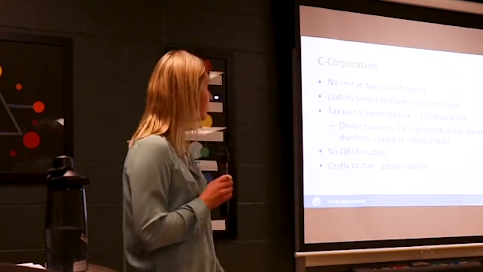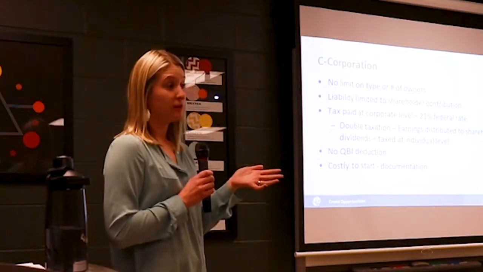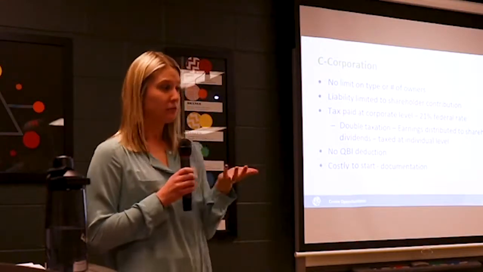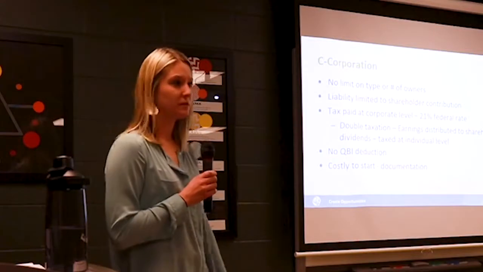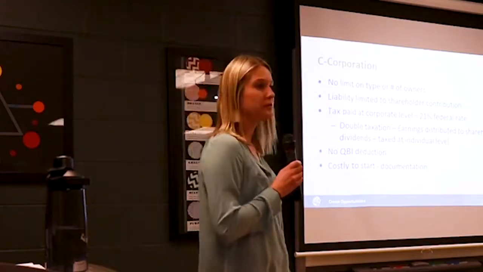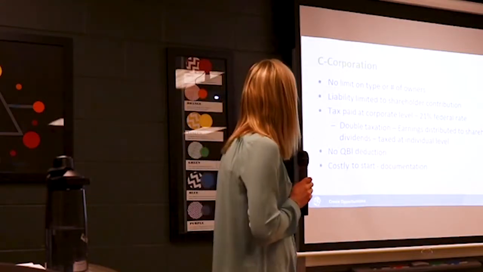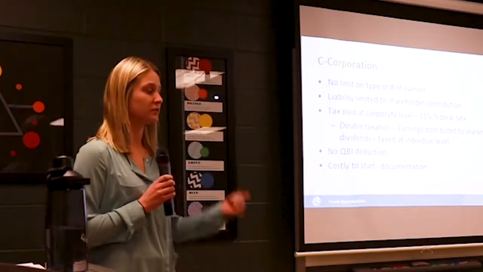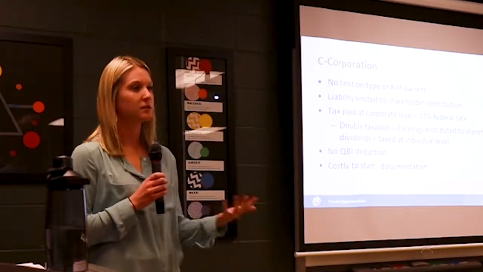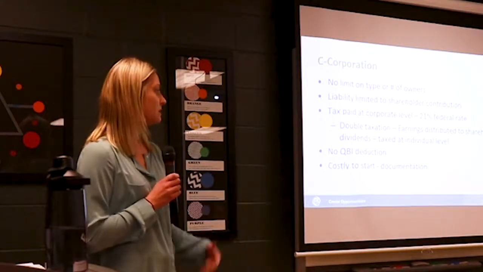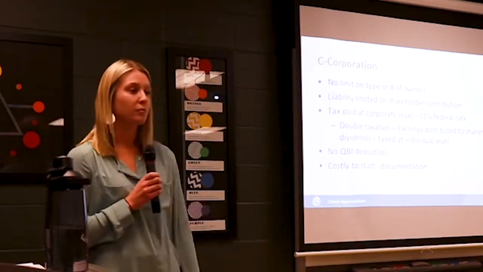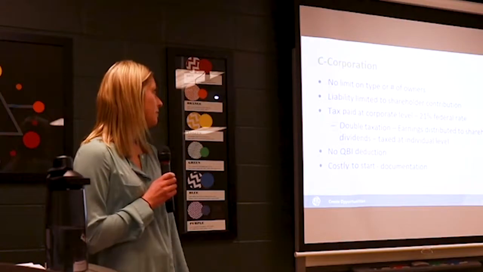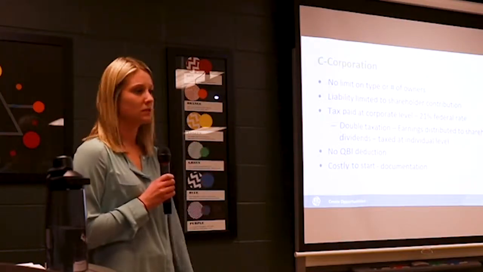And then the C corporation doesn't get the QBI deduction, because the whole point of the QBI deduction was to help the other types of entities be more level with the 21% rate. C corporations can be pretty costly to start. There's a lot more documentation that needs to be done as far as stock certificates, articles of incorporation, etc. So not the easiest to just set up.